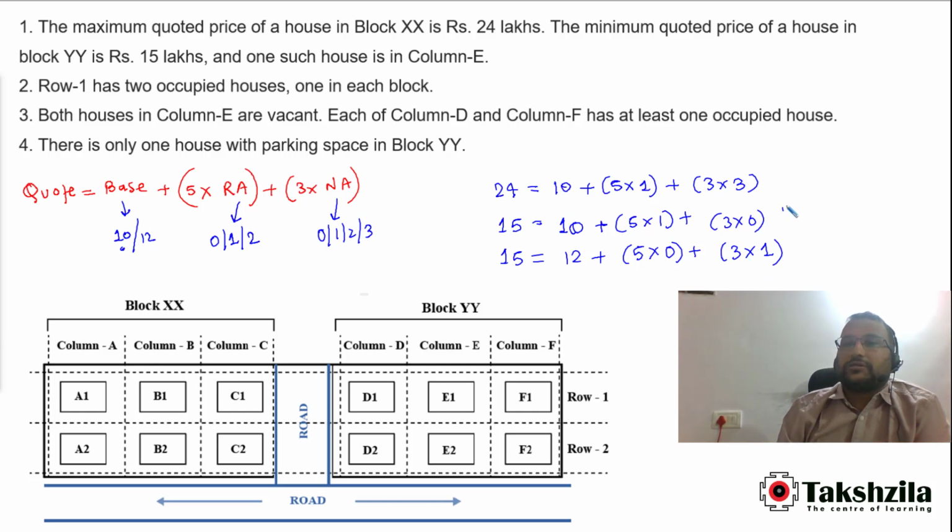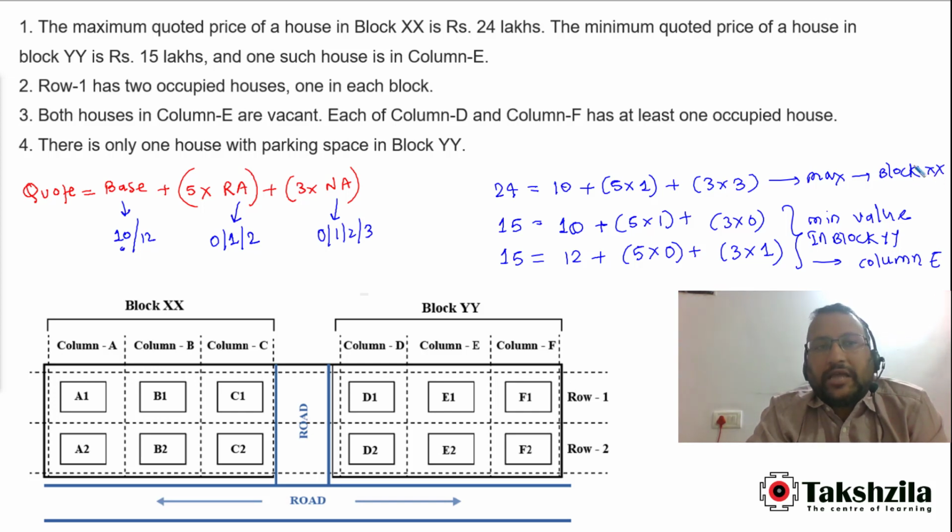And this house is the minimum value in the second block, in block YY. And this is available in column E. This value is the maximum value in block XX.